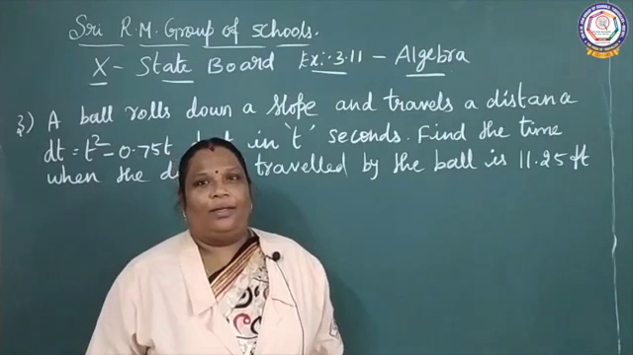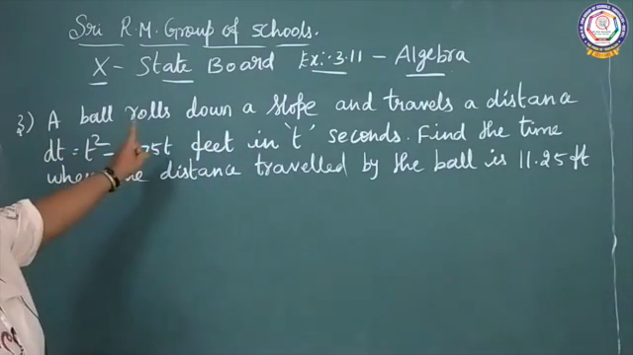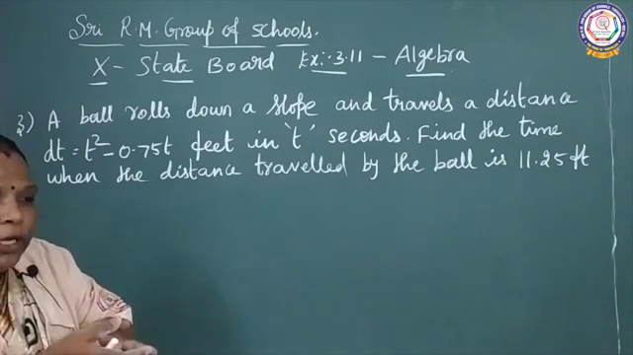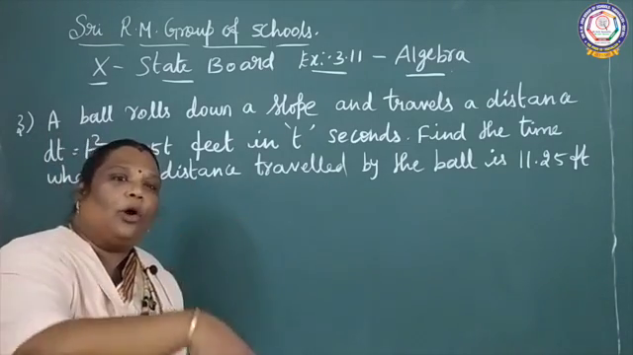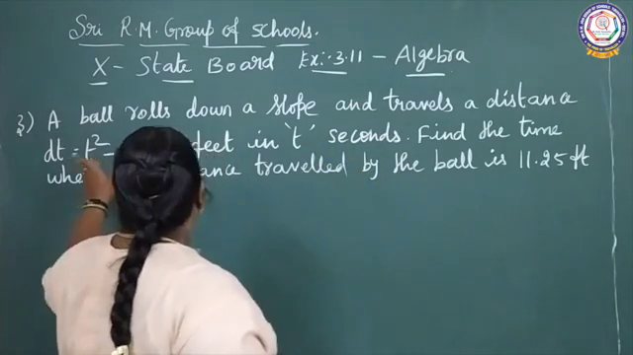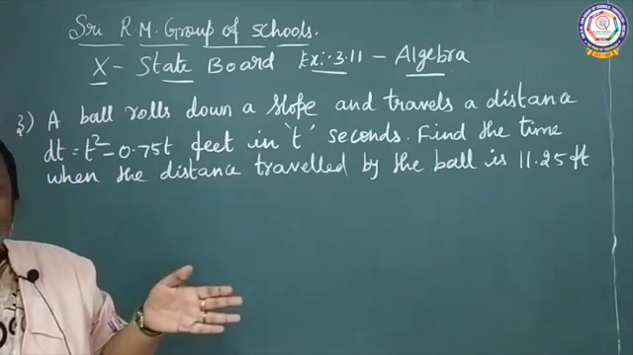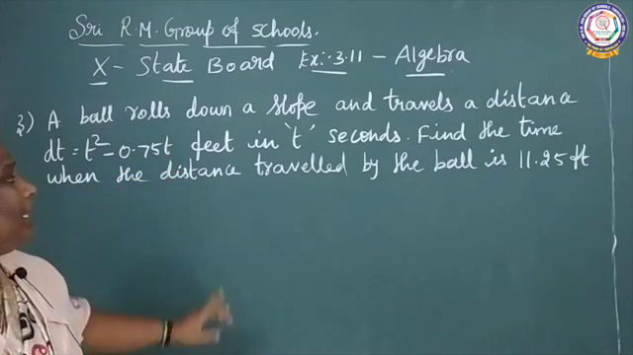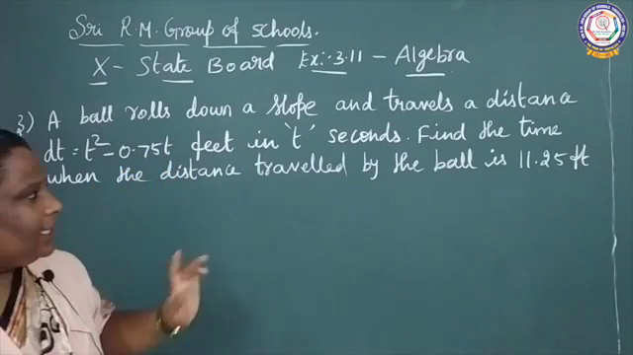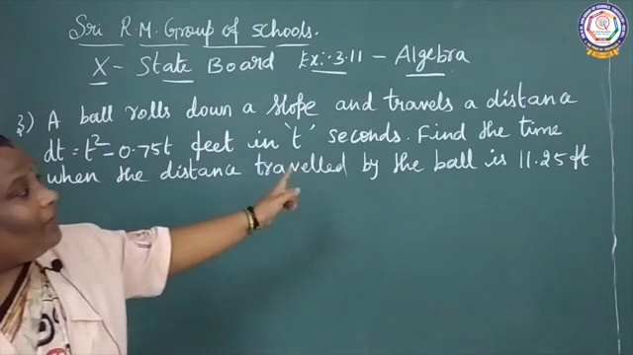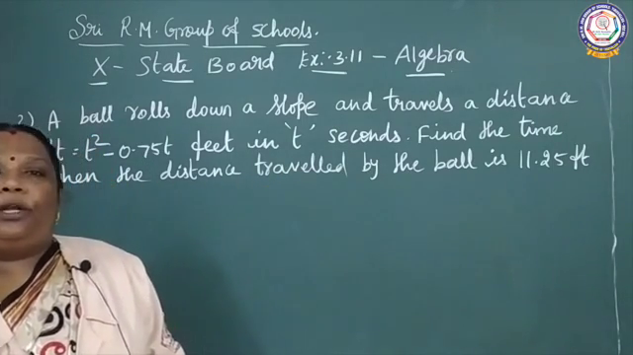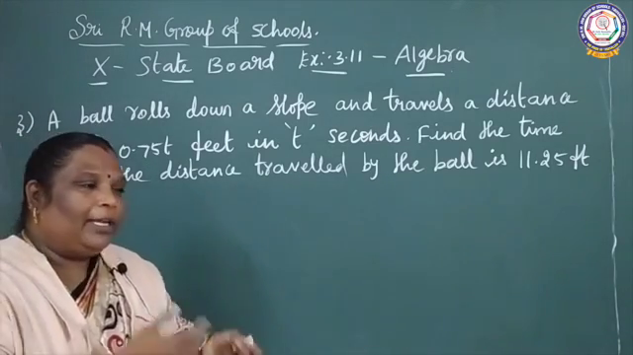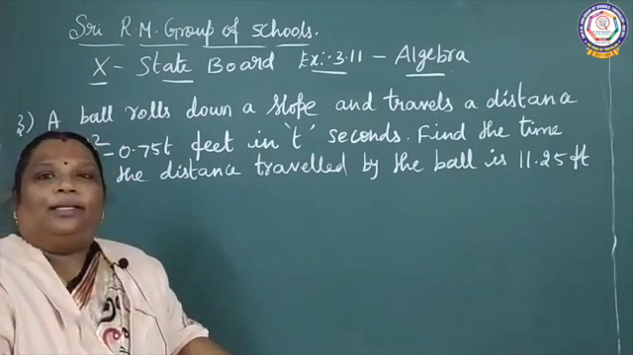See, a ball rolls down a slope and travels a distance d(t). The ball travels a distance d(t) equal to t square minus 0.75t feet in t seconds. Find the time when the distance travelled by the ball is 11.25 feet. Generally, you are playing on the ground. If you throw the ball, if it falls down also, the ball goes down the slope.